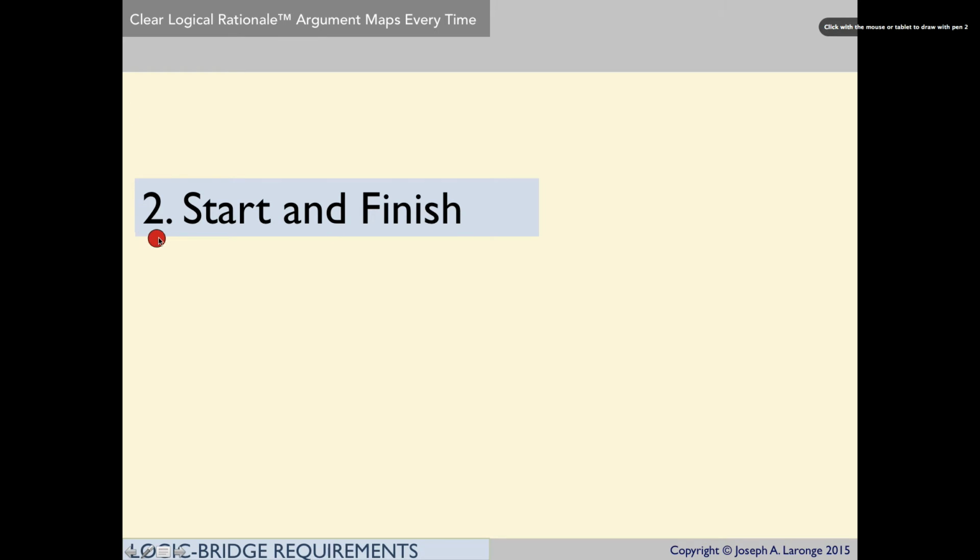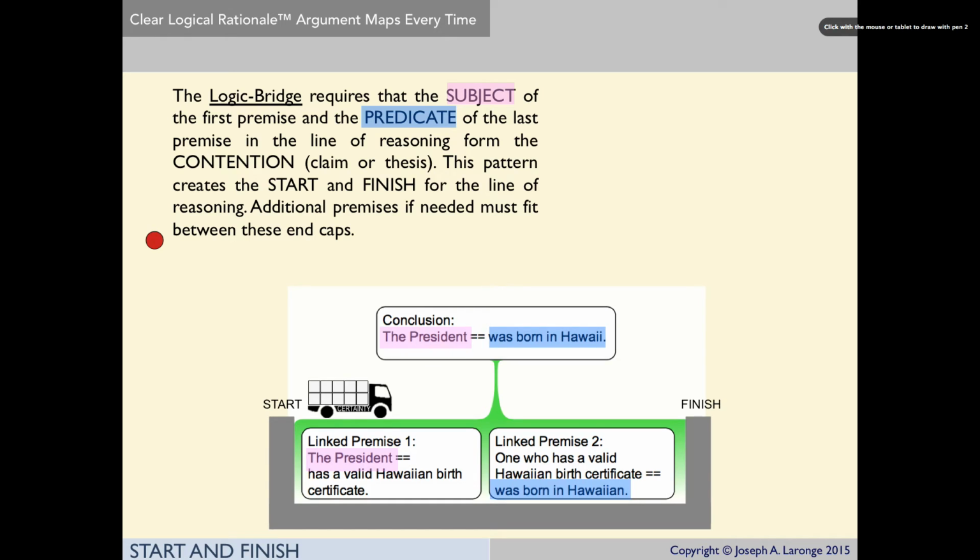Here's our second design requirement for the logic bridge. And this is a start and a finish. So there actually is a start and finish for any line of reasoning with the logic bridge, which becomes very helpful for a number of reasons, which we'll discuss later. The logic bridge requires that the subject of the first premise and the predicate of the last premise in the line of reasoning form the contention or claim or thesis. So this pattern creates the start and finish for the line of reasoning. Any additional premises that come along, if needed, must fit between these end caps.